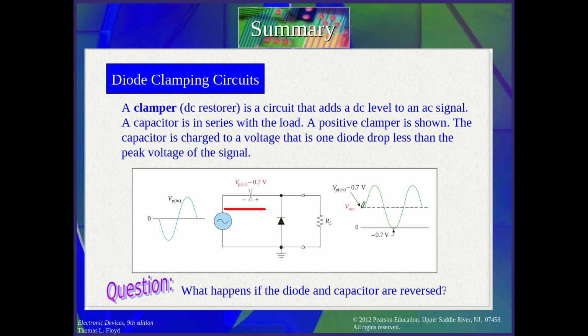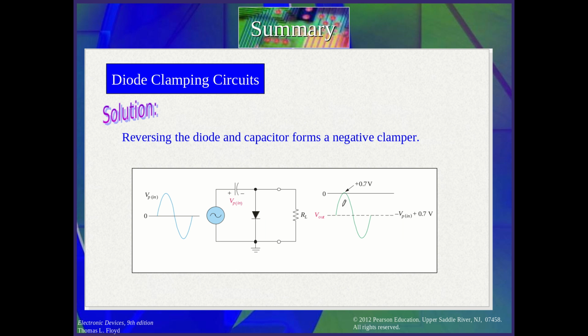So what's happening if we reverse both of them? It will go down. It will go down to V input plus 0.7, because this is plus here and this is negative. So this is the negative side of the input. So it will go down on this side, and here you see it above the 0 line by plus 0.7.